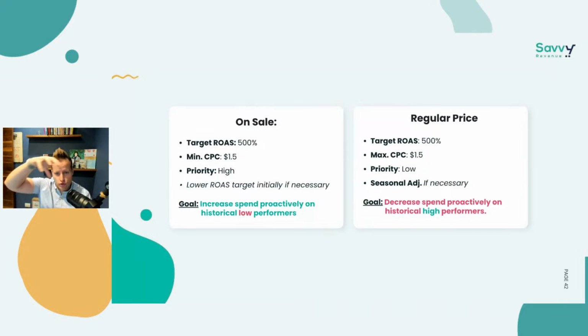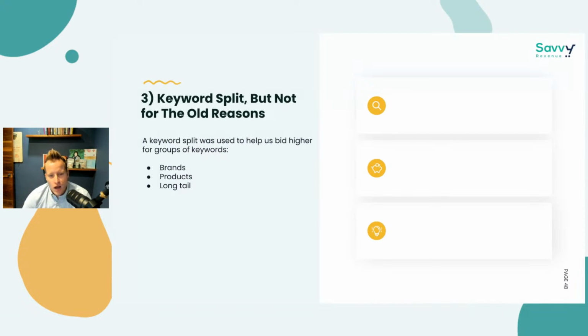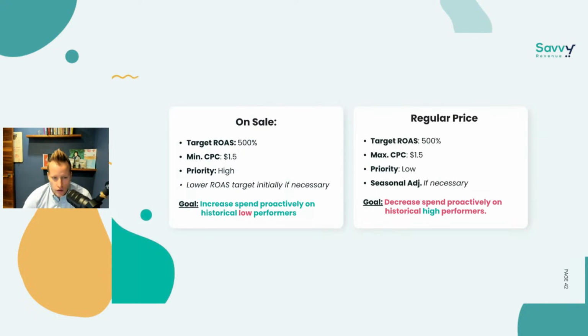So when a product goes from having a minimum CPC of 1.5 on sale, we want a max CPC of 1.5 on regular price. We tell Google, you can't spend more than this. Even if ROAS was 600% in the last 3 weeks on this product, we know that moving forward the ROAS is going to be lower. So on these products, you can't spend more than this. I love this split for a lot of e-commerce stores.